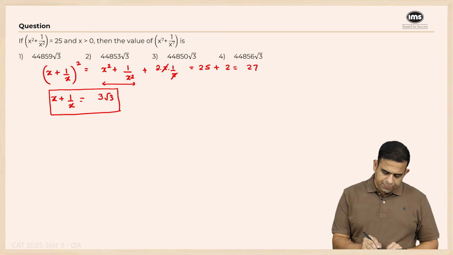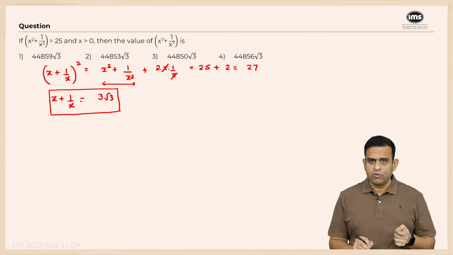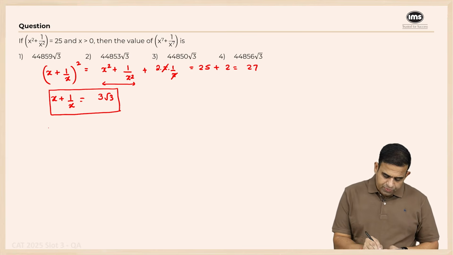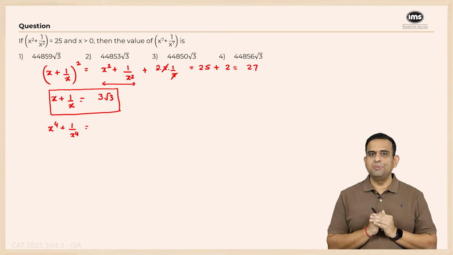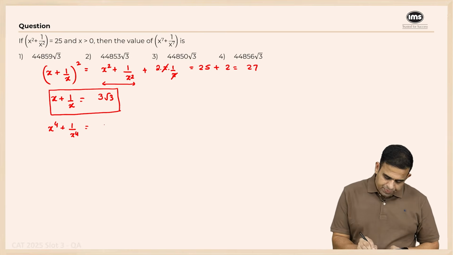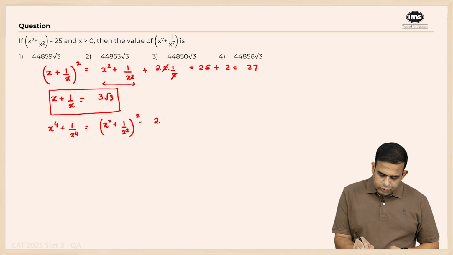So in this context, what I can do is find x power 4 plus 1 upon x power 4. And if I use the formula of a square plus b square, which is a plus b whole square minus 2ab, it becomes x square plus 1 upon x square whole square minus 2ab.